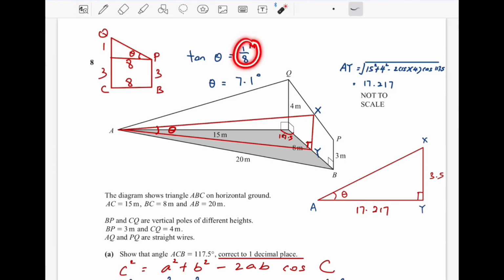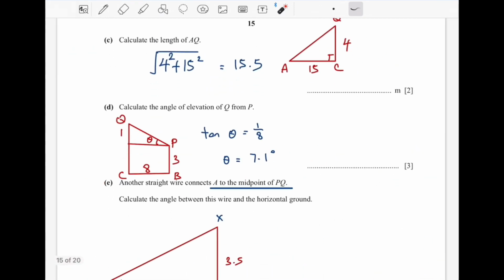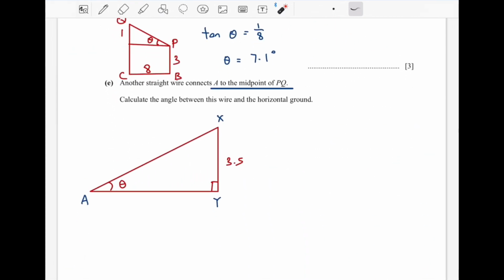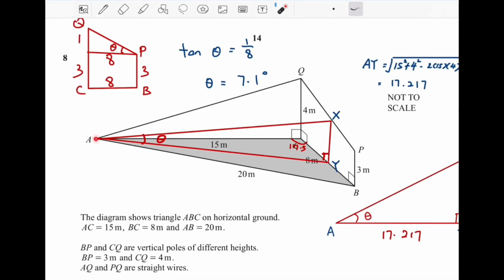OA, so I go for tangent, and you have tangent equals to 7.1 degree. Okay, angle of elevation of Q from P. And the last one is another wire connecting A to the midpoint of PQ. Okay, we draw this line first. Connect from A to the midpoint of PQ, then find the angle between the wire and the horizontal ground. From A, you connect a wire to the midpoint of PQ.